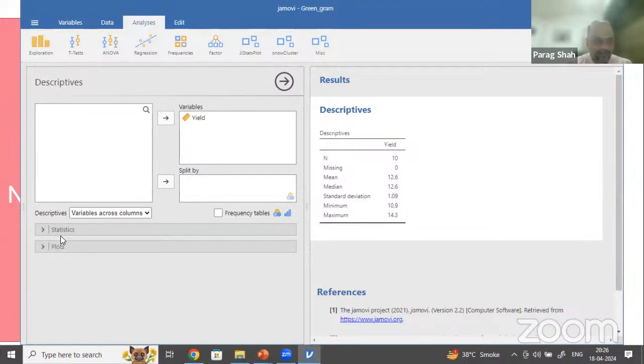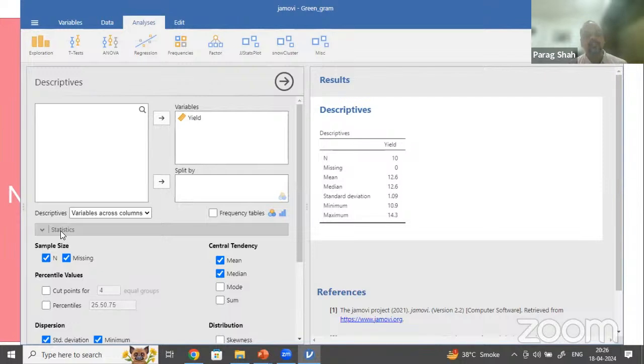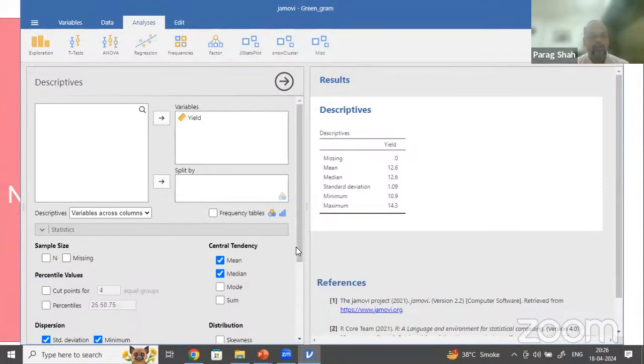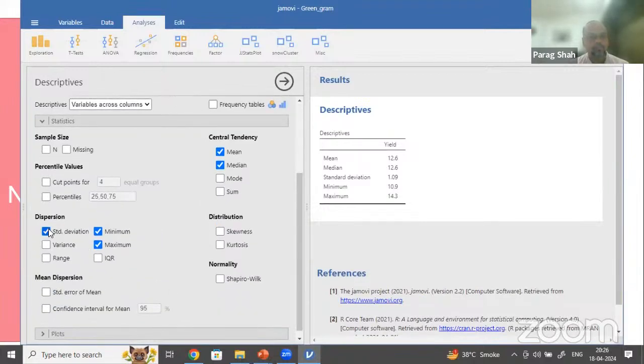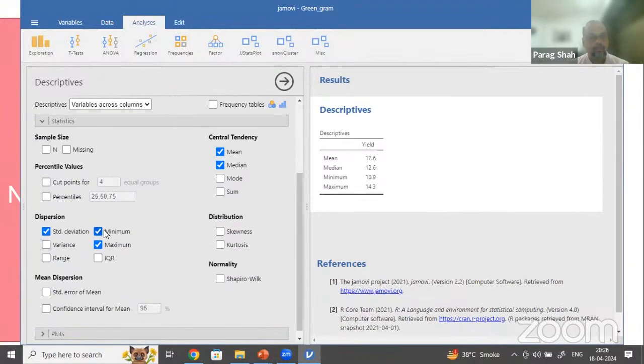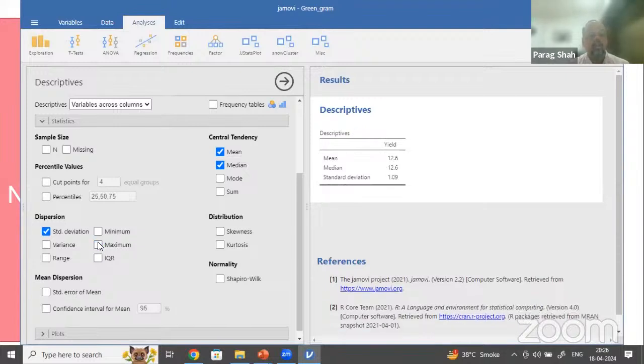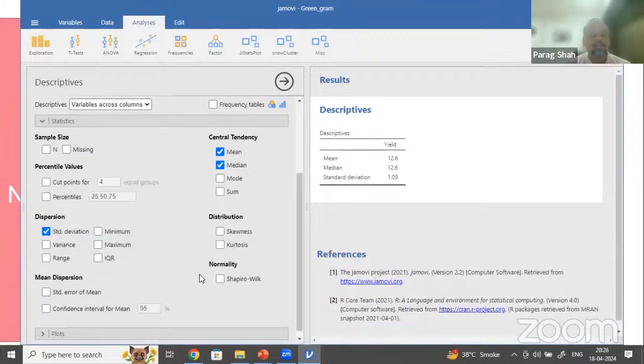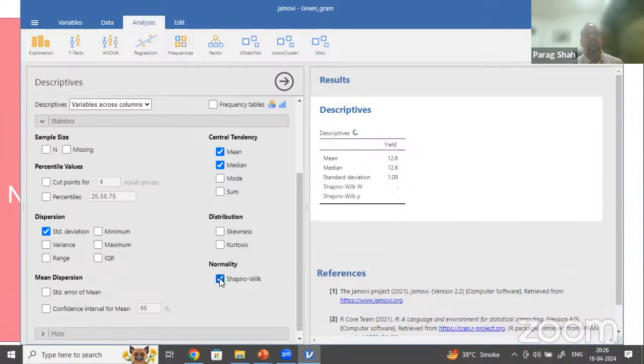In statistics, I don't need n, I don't need missing value, I don't need minimum maximum. I want to check the Shapiro-Wilk test. So here you can see in normality, see my cursor, there is a button called Shapiro-Wilk. I'll click on that. That's it. My normality test is done.